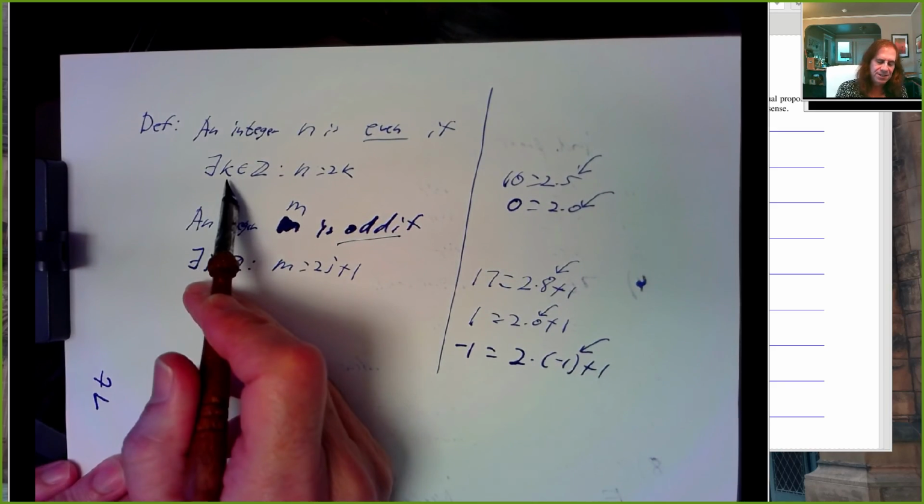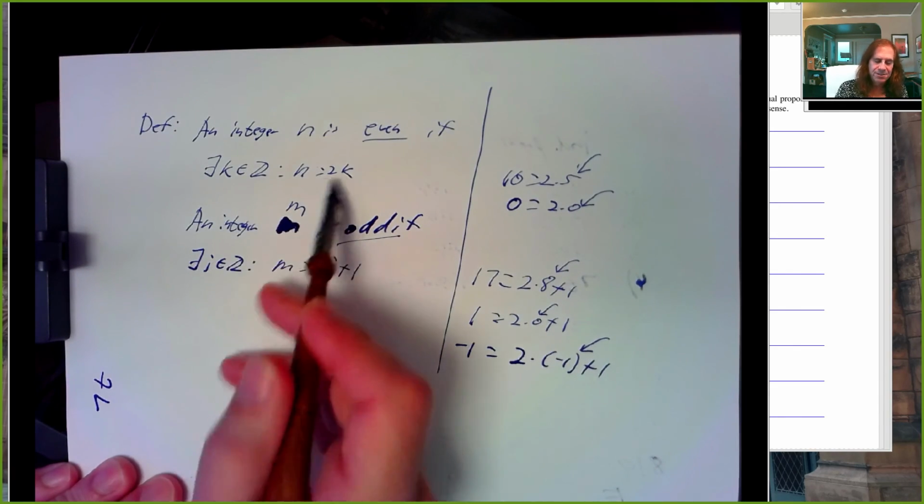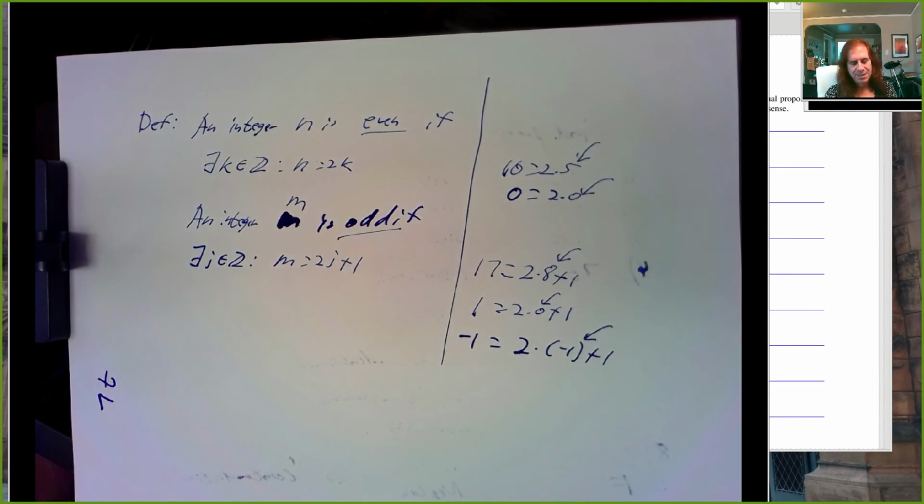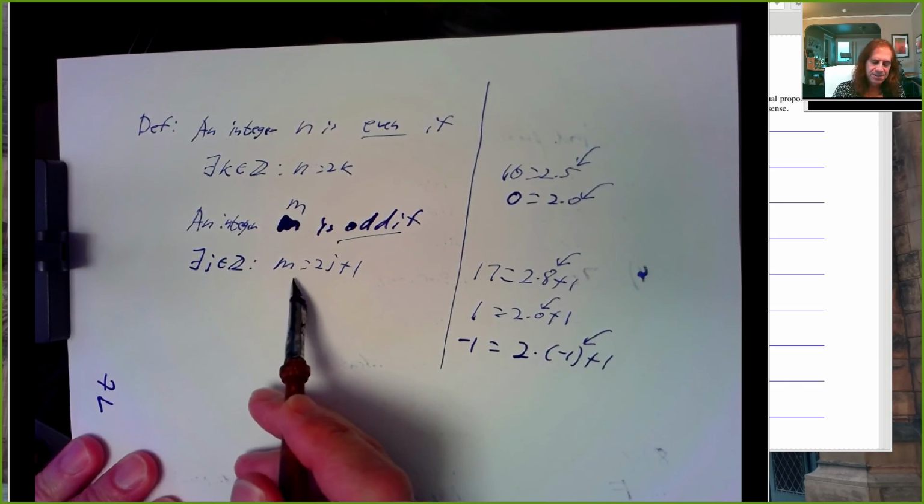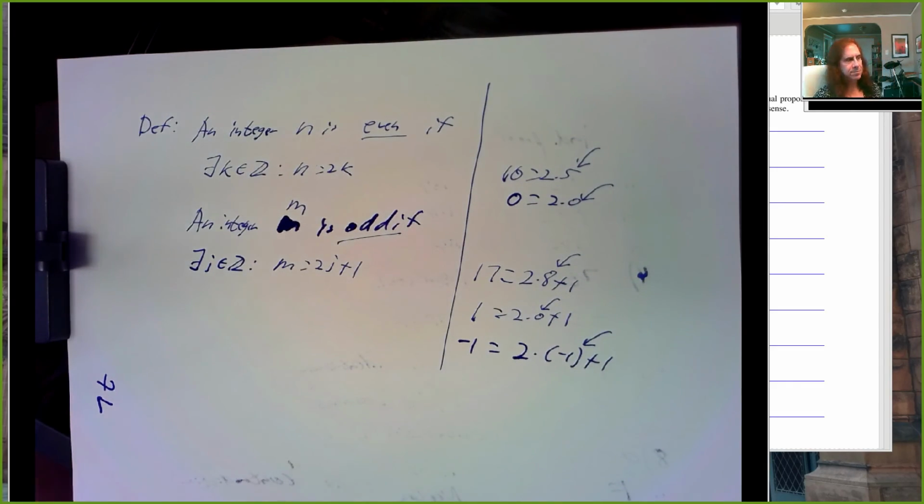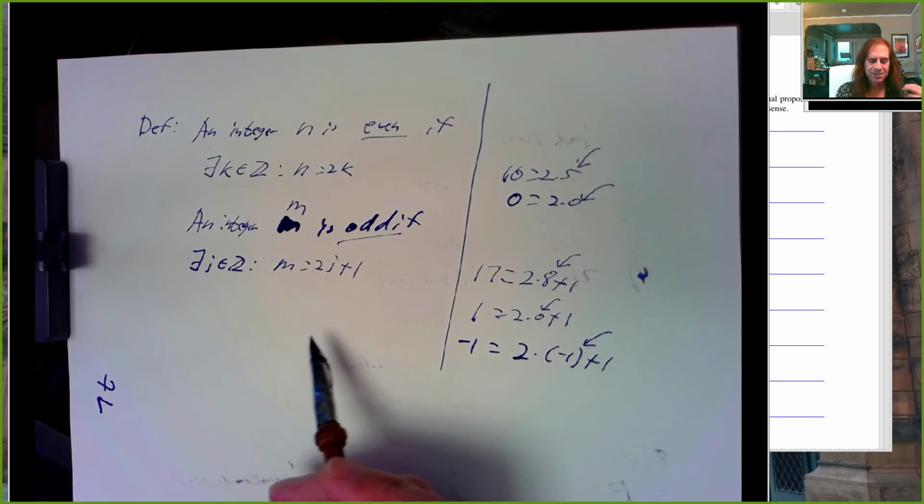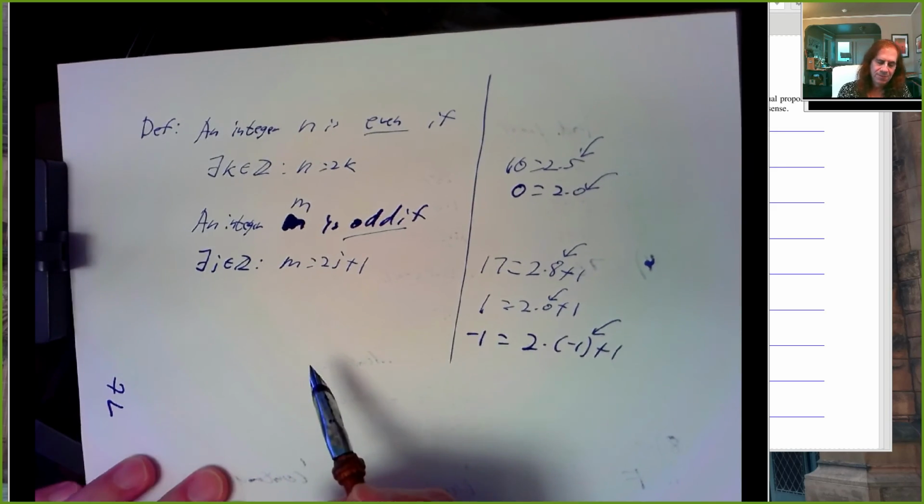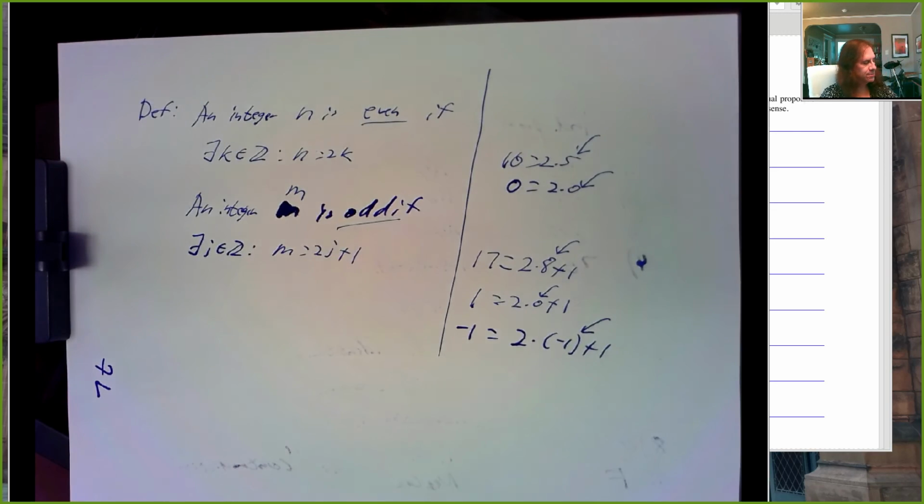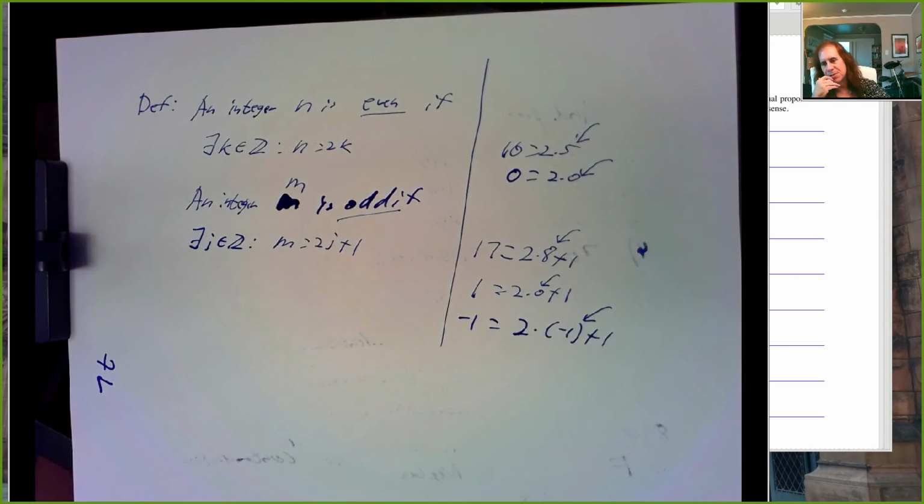In other words, there exists an integer, we're calling it k, such that n is equal to 2 times k. And if it's odd, there exists an integer j, such that m is twice j plus 1. I could have said there exists an integer j, such that m equals twice j minus 1. It's an equivalent definition. So we're going to use these definitions and do a series of proofs about numbers. For example, proving that the sum of two even numbers is even.